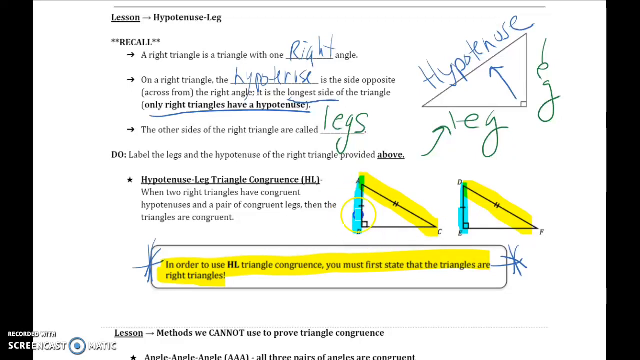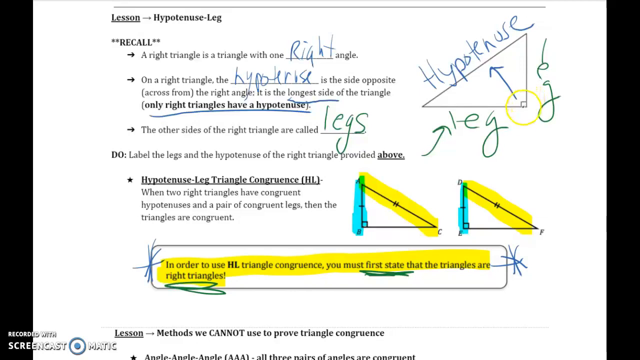So with a leg and a hypotenuse, and stating that these are right triangles, we can say that those two triangles are congruent. Again, only right triangles have a hypotenuse, the name for their longest side. In order to use the hypotenuse leg congruency method, we must first state that the triangles are right triangles. If we don't state that, that would be something incorrect in our process. So we must make sure that we state that first from the information that we're given.